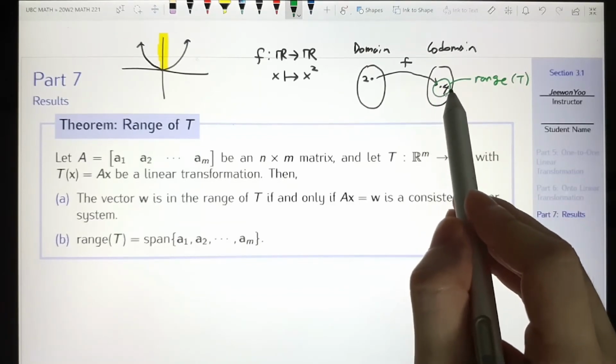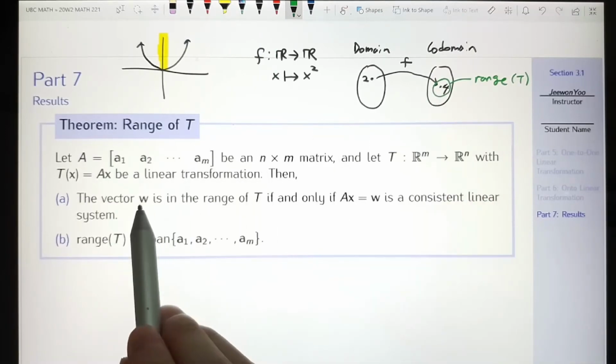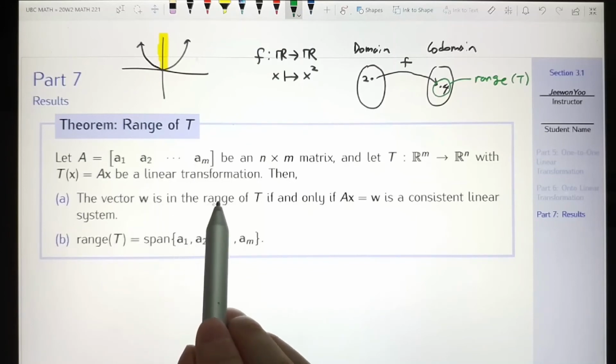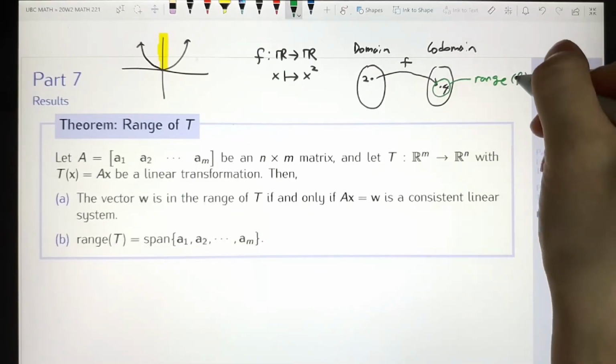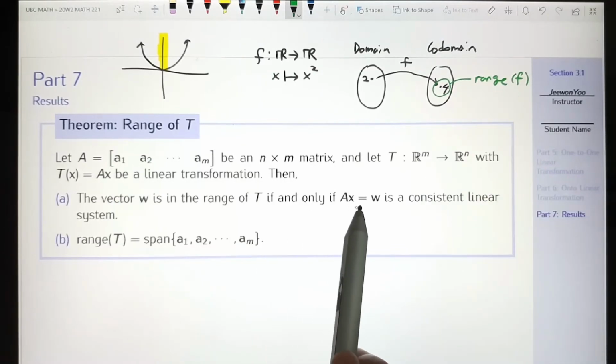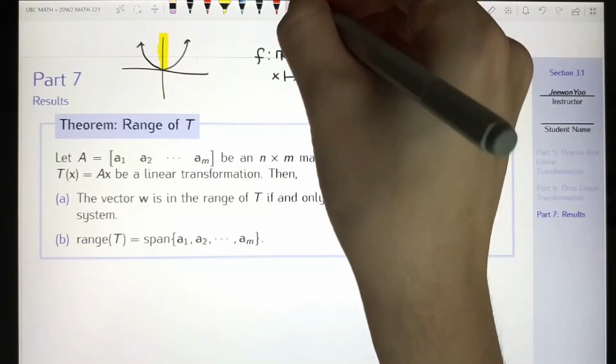Look, surely we have an element in the range. And read this part. We have an element in the range of T. For us, it's a range of f, right? Then the equation f of x equals 4 is solvable. Look.